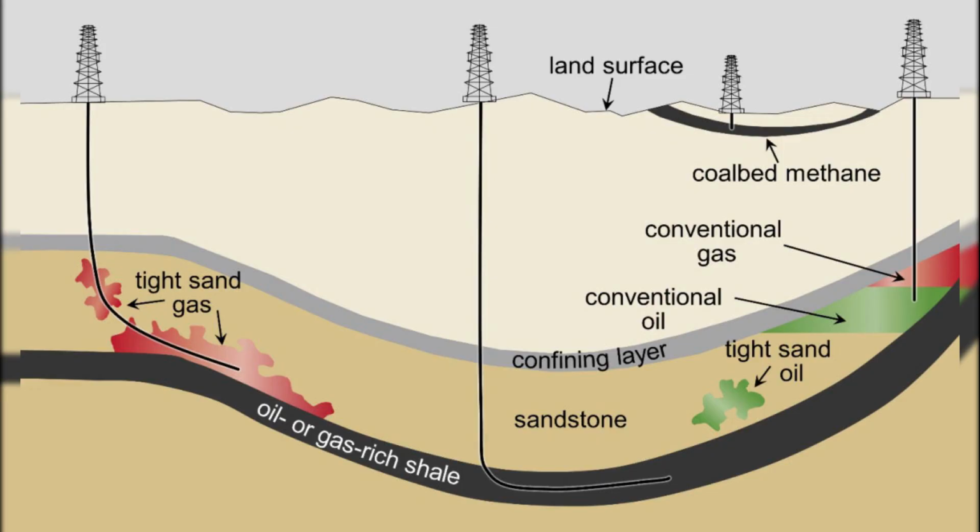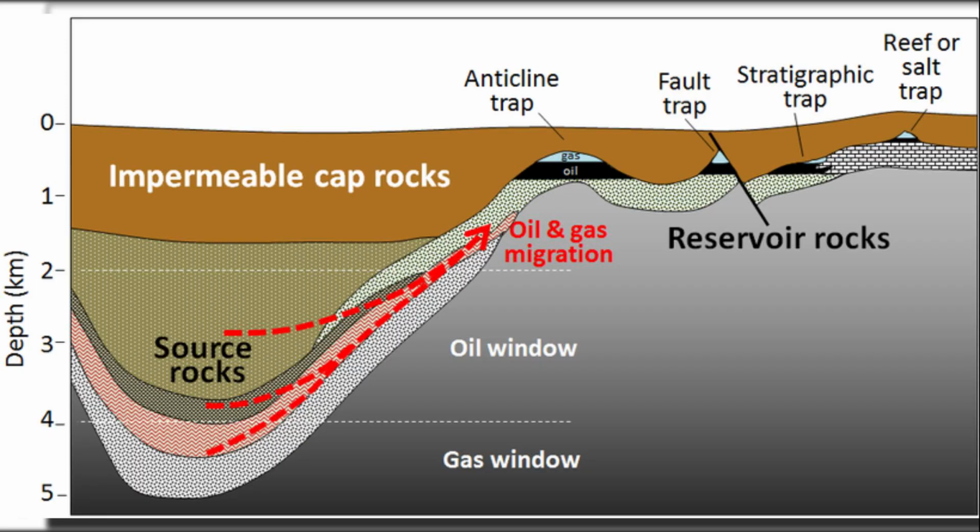These reservoirs exist only when three key conditions are met: a source rock that generates hydrocarbons, a reservoir rock with enough porosity and permeability to store and allow fluid movement, and a cap rock that prevents the oil from escaping to the surface. Different types of traps can form these reservoirs, including structural traps created by folds and faults in the Earth's crust, stratigraphic traps formed by changes in rock type, and combinations of both.